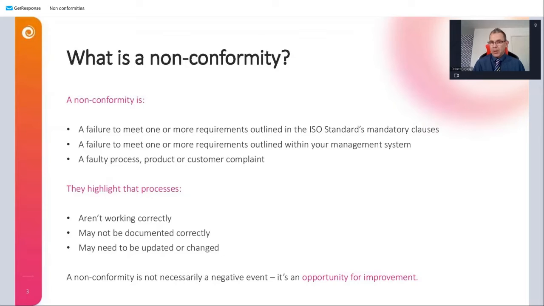There may be a faulty process, or a faulty manufacturing process, or a faulty office process where people aren't following the necessary method of doing things, and that may lead to product deficiencies, service delivery deficiencies, and it also ultimately might result in a customer complaint. Generally, as we go through the webinar, you will see that nonconformance is there to identify the things that are going wrong, the things that aren't working correctly.